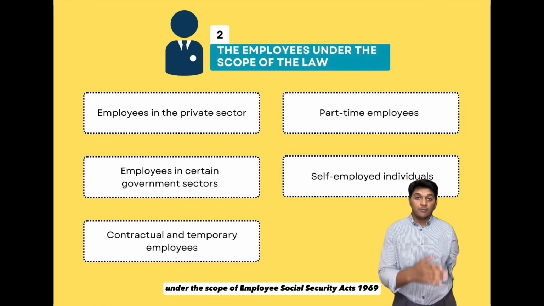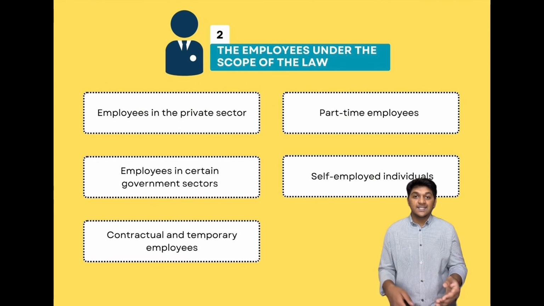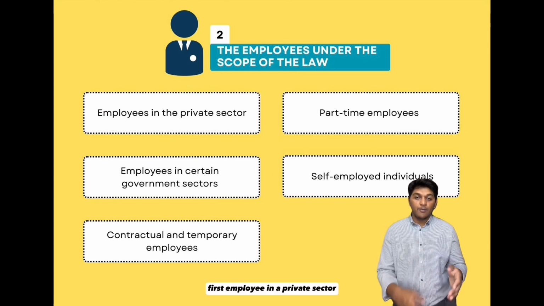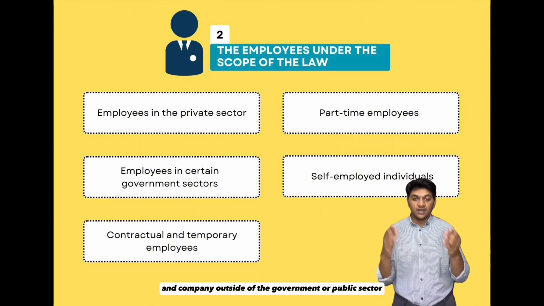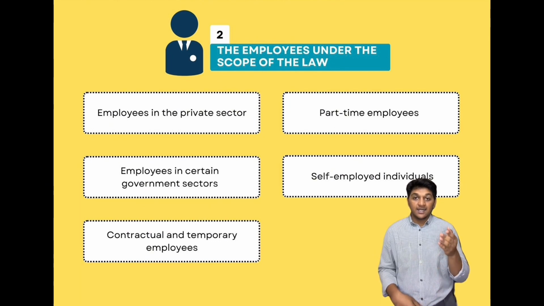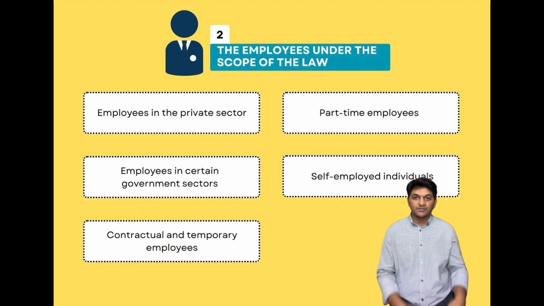Under the scope of the Employee Social Security Act 1969, the law extended its protection to various employees. Some of the employees covered under this act included: first, employees in the private sector. These include individuals who work in an organization and company outside of the government or public sector. Second, employees in certain government sectors. The Act covers employees working in specific government sectors that are included within its provision.